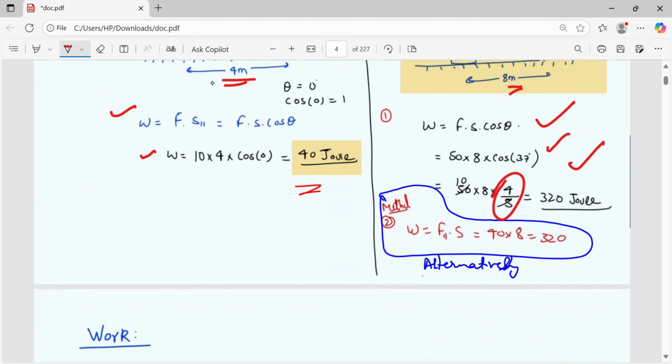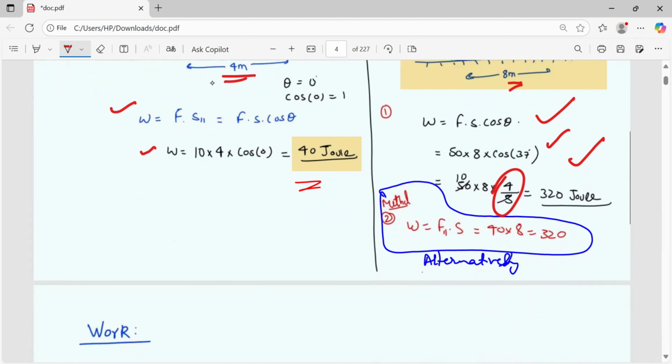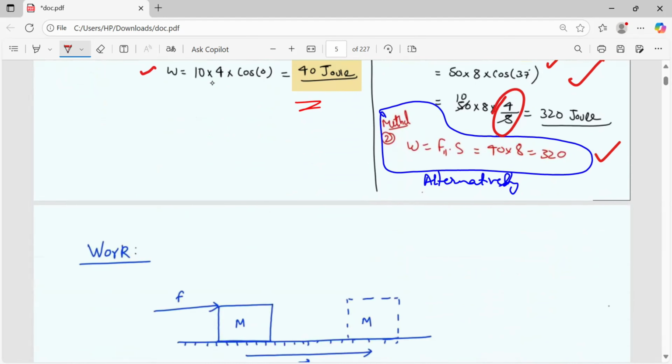Okay, fine. Another method could be, you can take F parallel component also in this case. So that is 40, because 50 into cos 37 gives me 40. So 40 into 8, so that is also giving the same answer. So these are two different methods to solve the same question.